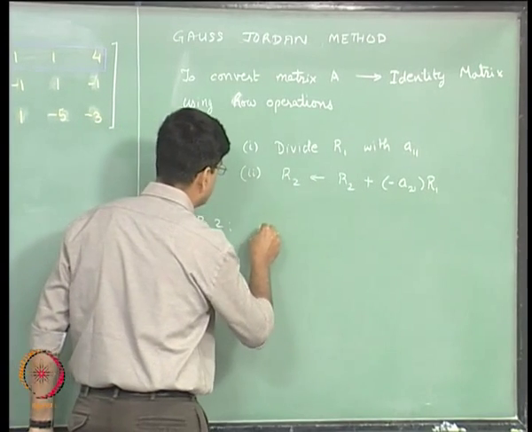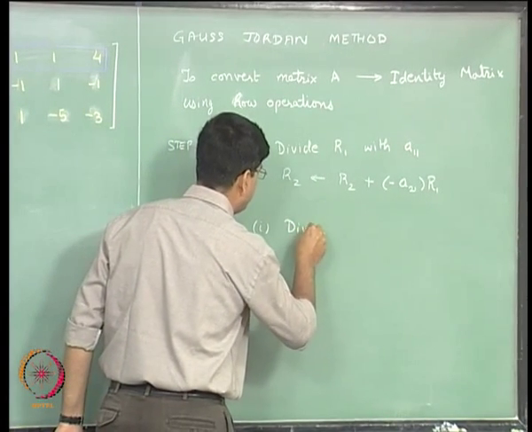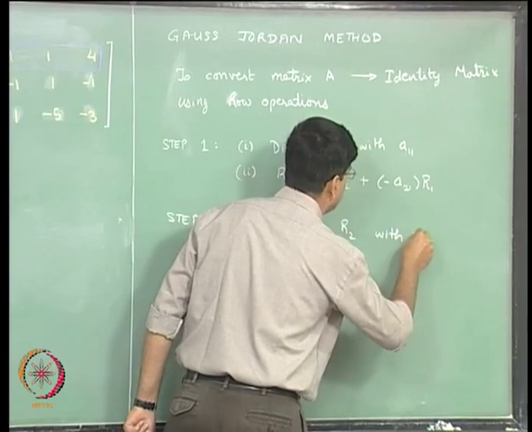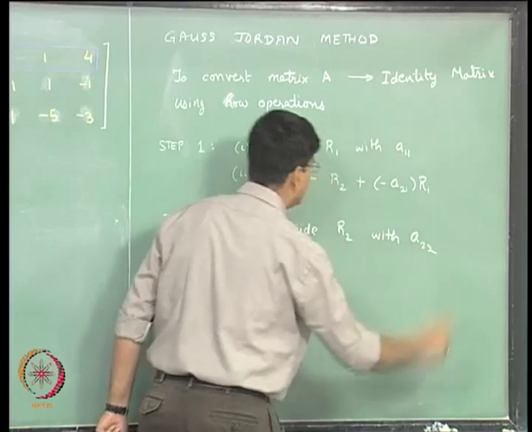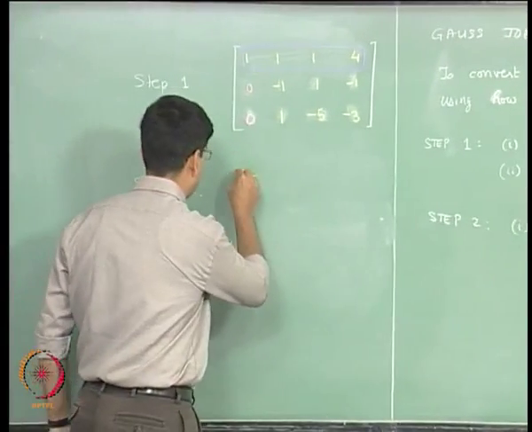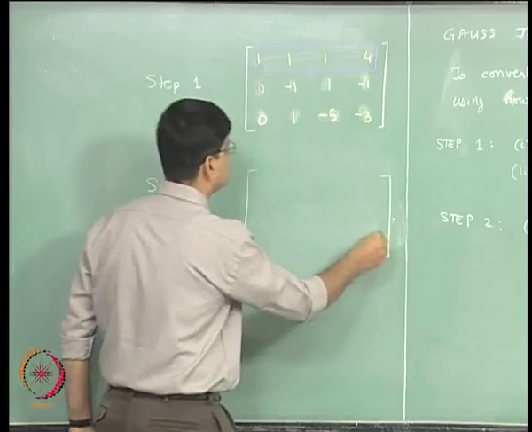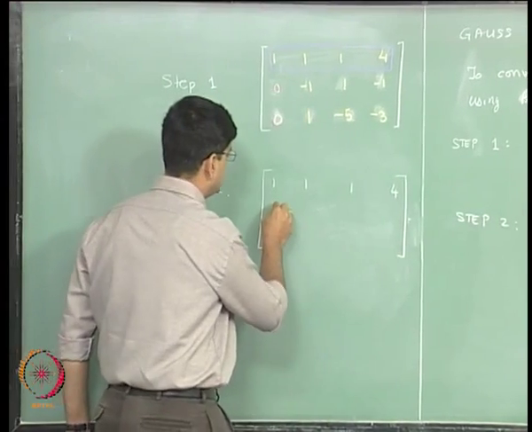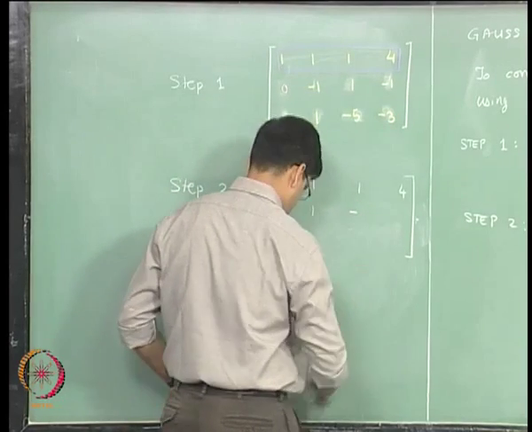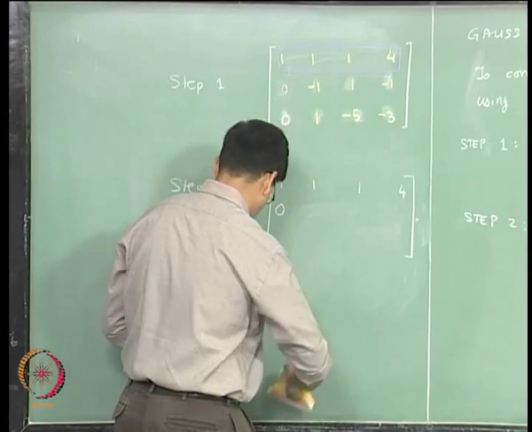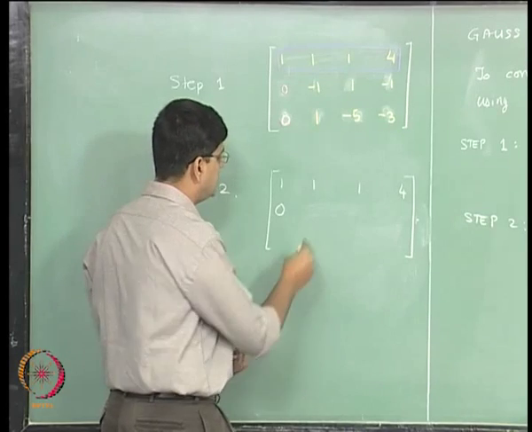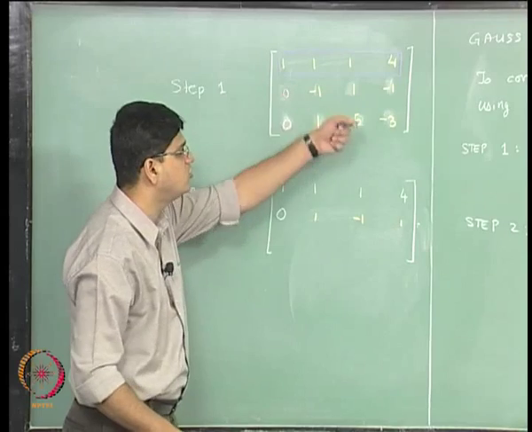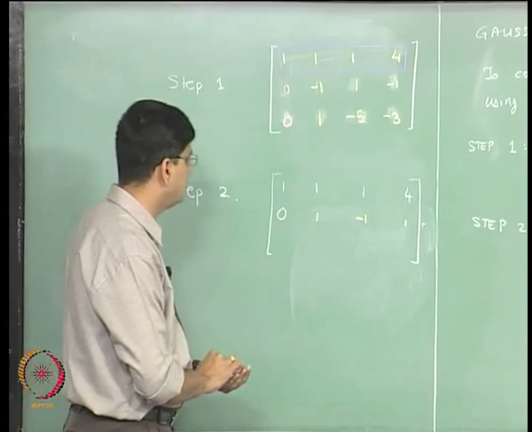Step 2 is going to be to divide R2 with A22, okay. So when we do that, now the first row of course has remained unchanged, 1 1 1 4, okay. Then 0 1, or I should actually be using yellow color. So 0 1 minus 1 1, because we have divided throughout by A22, okay.